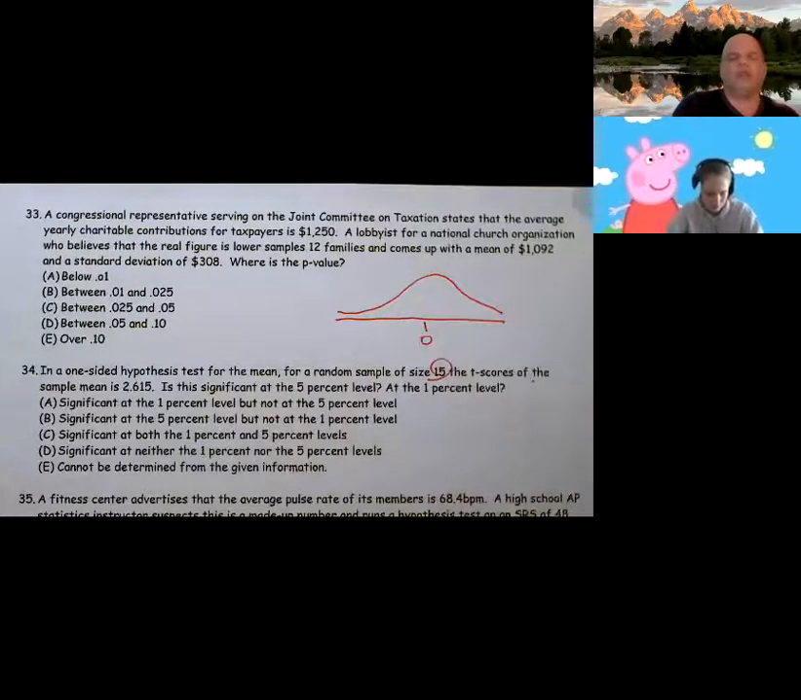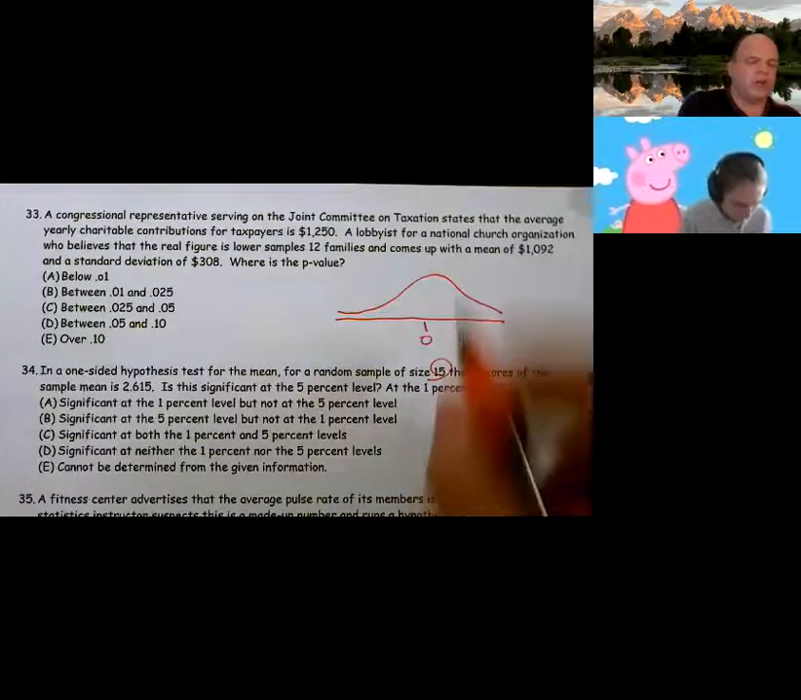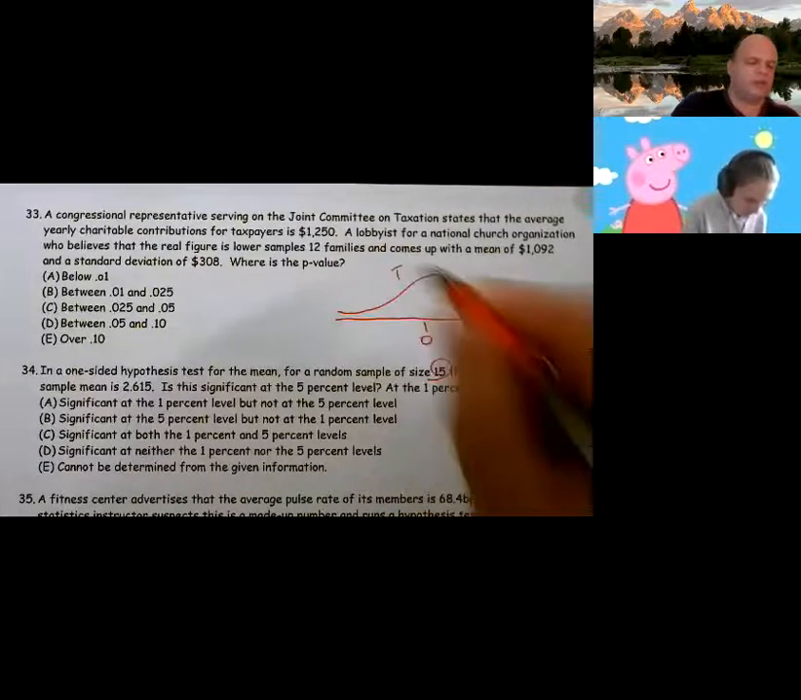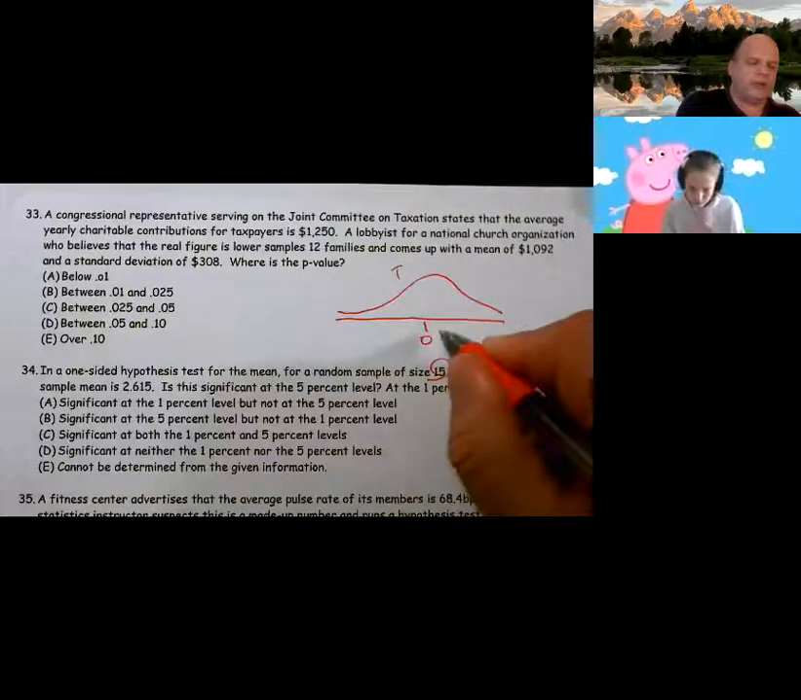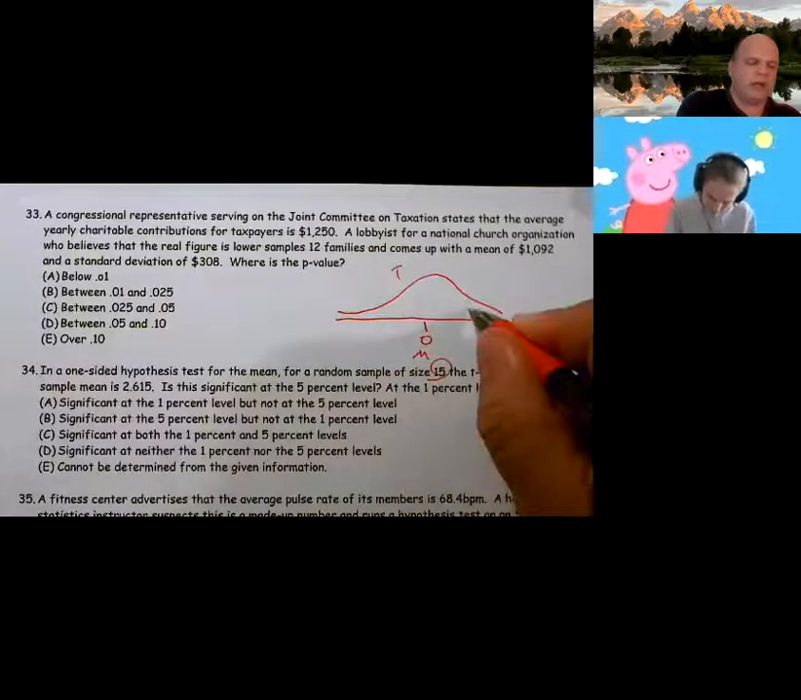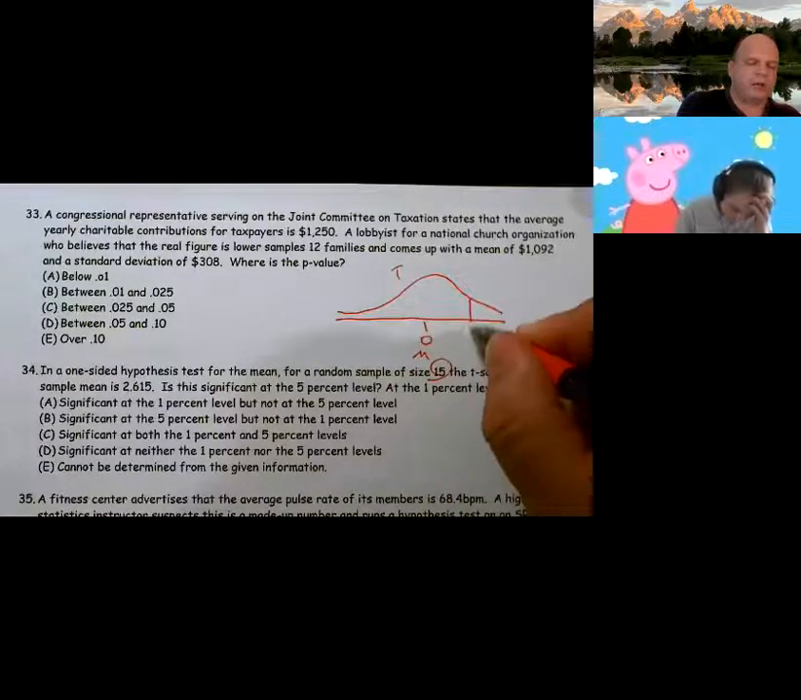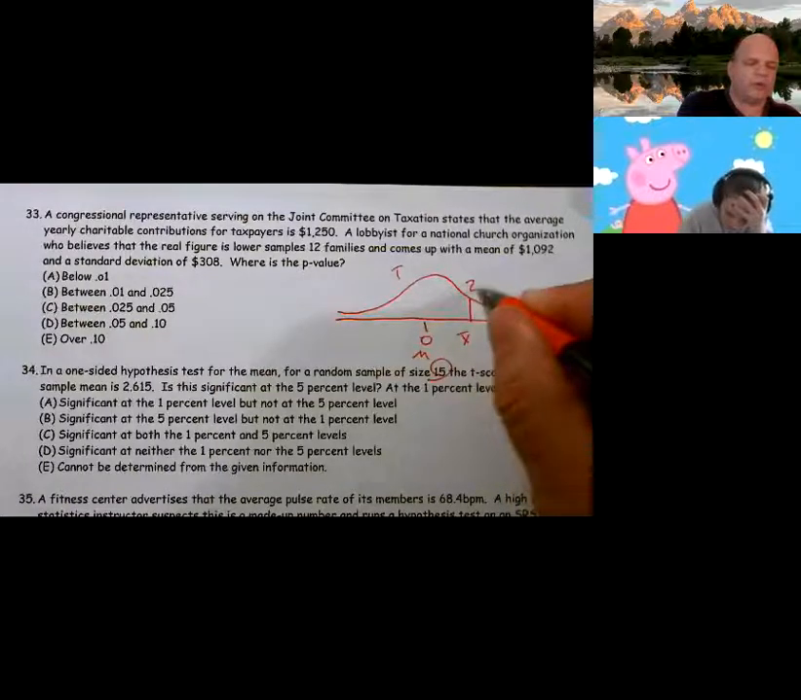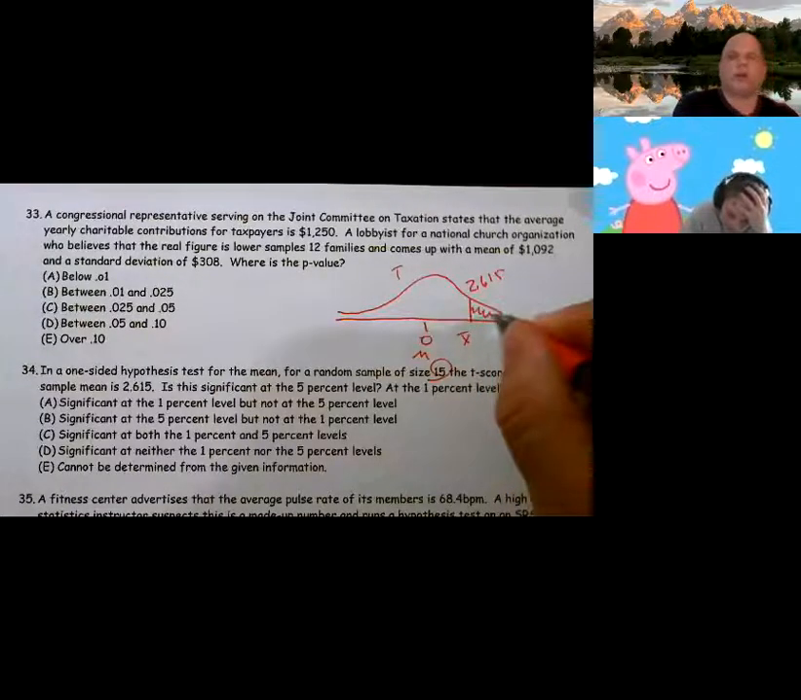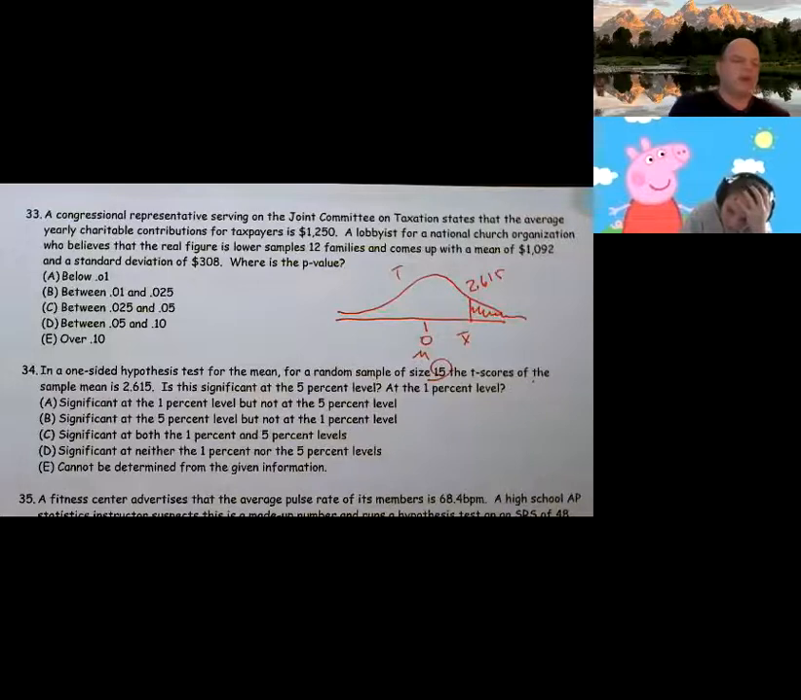Okay, so this is a t distribution. T is also centered on 0. And so the mean is 0. And we ended up with a test statistic or an X bar of 2.615. And we want to know the probability that it goes up.